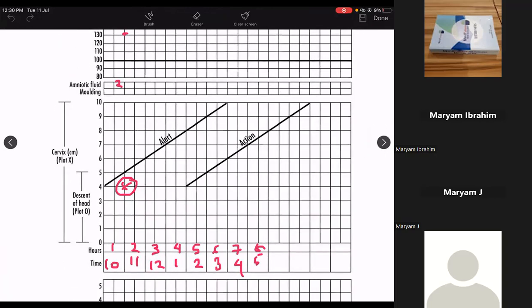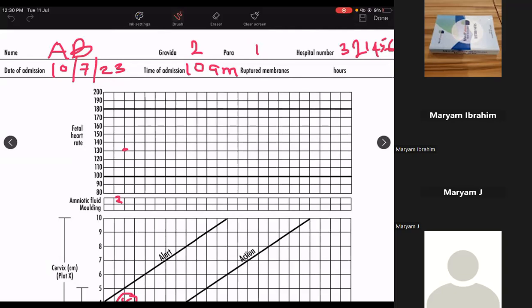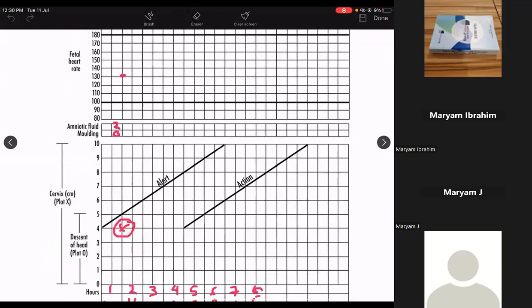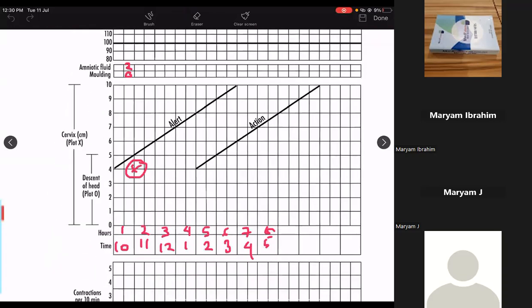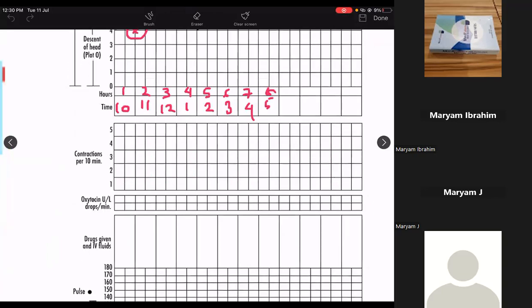Of course, there was no molding. So if there was no molding, you write 0. And then you came to check for contractions. She was having 2 mild contractions. So how will we record mild contractions?